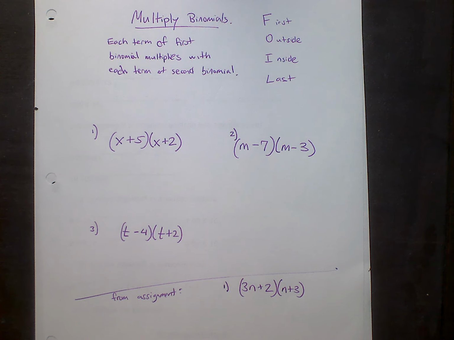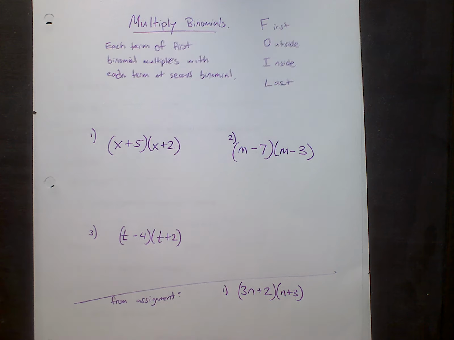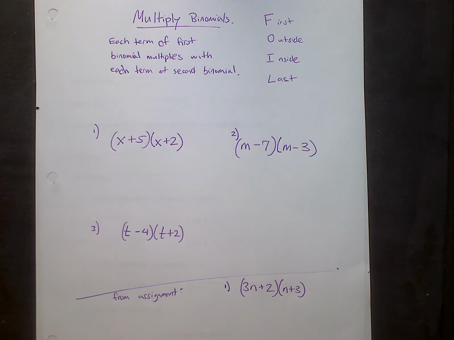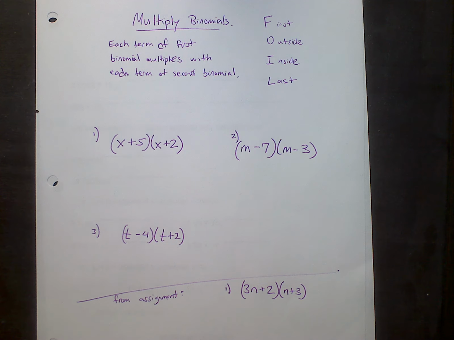I would first like to begin by practicing a skill we've looked at before, multiplying binomials. This is when each term of the first binomial is going to get multiplied with each term of the second binomial. Okay. In order to make sure that we distribute all the terms, we use the acronym FOIL to help us get all the products.